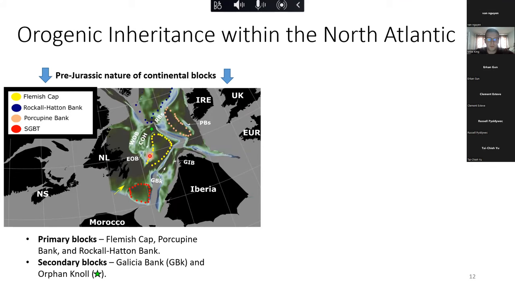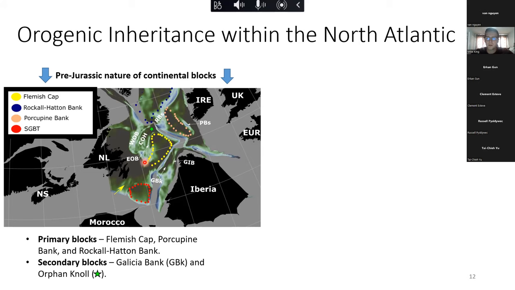One of the things we've been able to distinguish with these continental blocks, based on these recent results, is a division between what I'm referring to as primary blocks and secondary blocks. An example of a primary block is the Flemish Cap here, shown by the yellow dots. These blocks have a really big impact on the deformation experienced within the surrounding sedimentary basins. They also have a big impact on the evolution of these smaller secondary blocks as well. These secondary blocks actually form organically through the model.